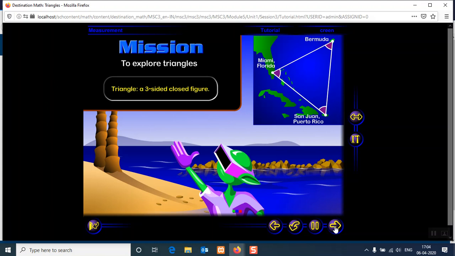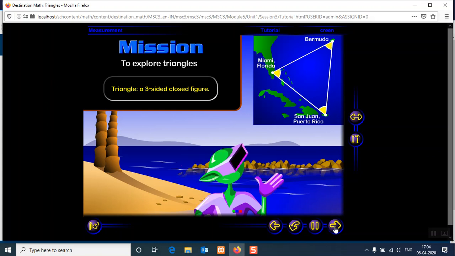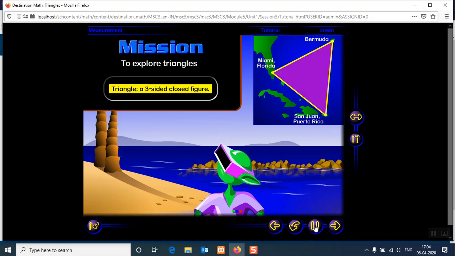A triangle is a three-sided closed figure. Well, here are the three angles and also three segments that meet at their endpoints. So this three-sided figure is a triangle. And when we see how it connects Bermuda, Miami, and San Juan, we can see why this area is called the Bermuda Triangle. So you can see the explanation was very clear.